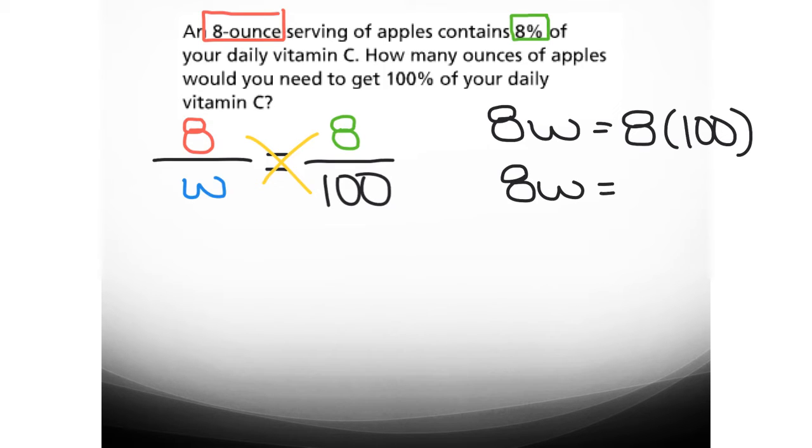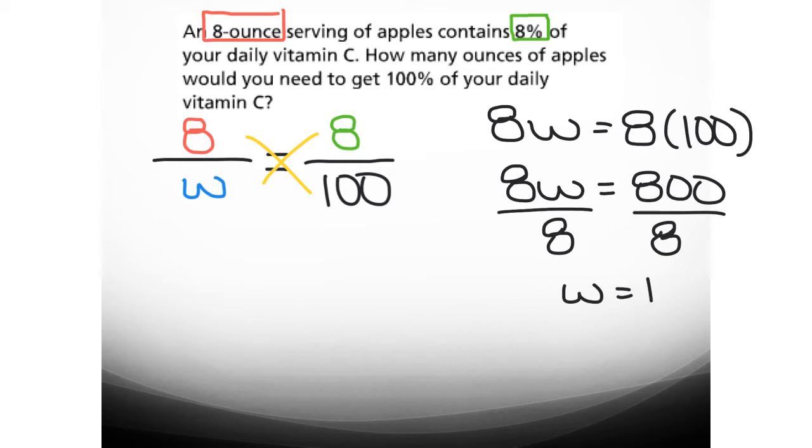8W equals 800. We're going to divide both sides by 8, and we get W equals 100. What did I tell you? Same denominators if they have the same numerator. So you would have to drink 100 ounces of apple juice to get your daily vitamin C. Wow. Let's move on to question 6.